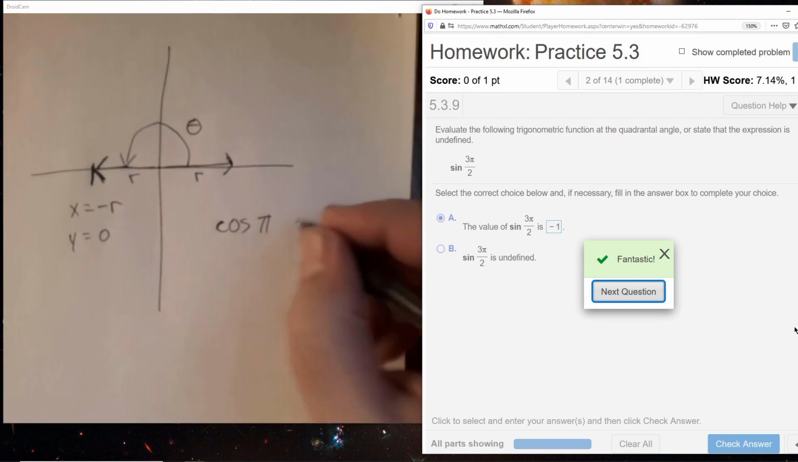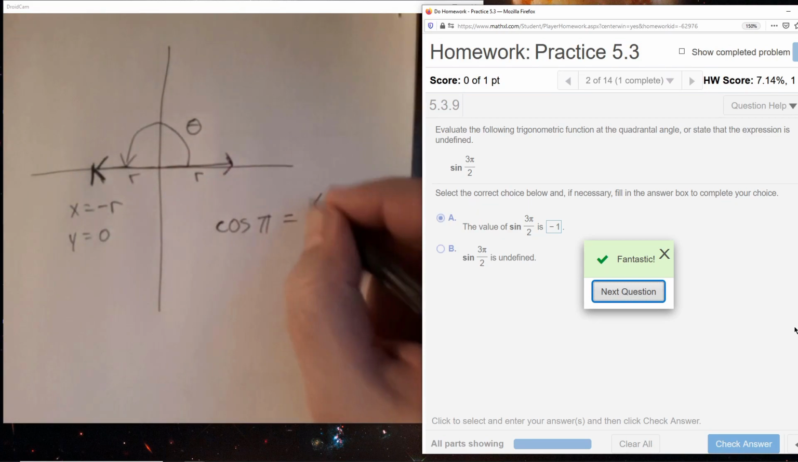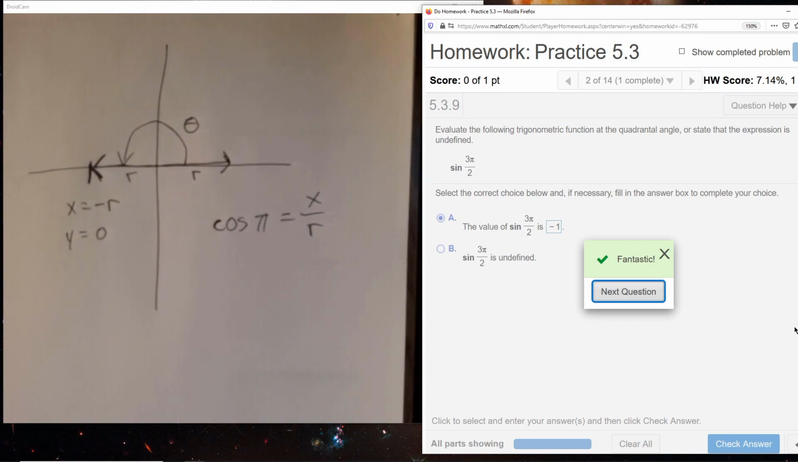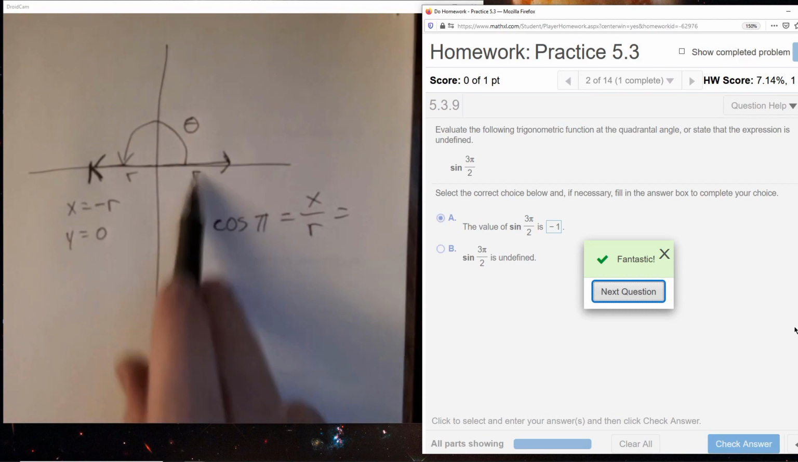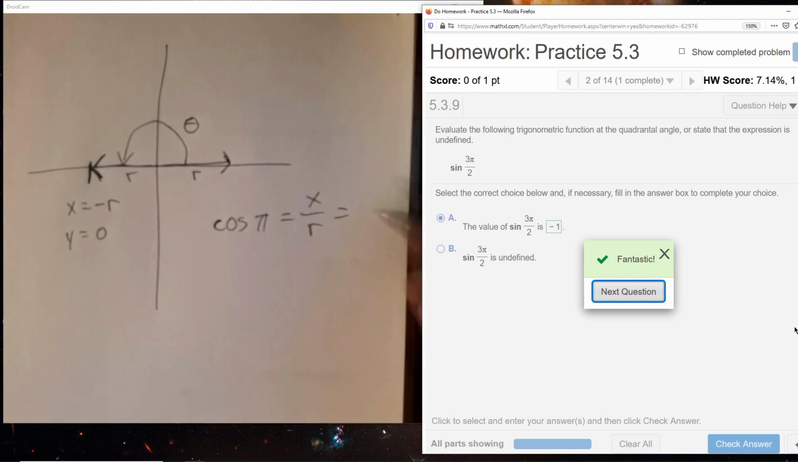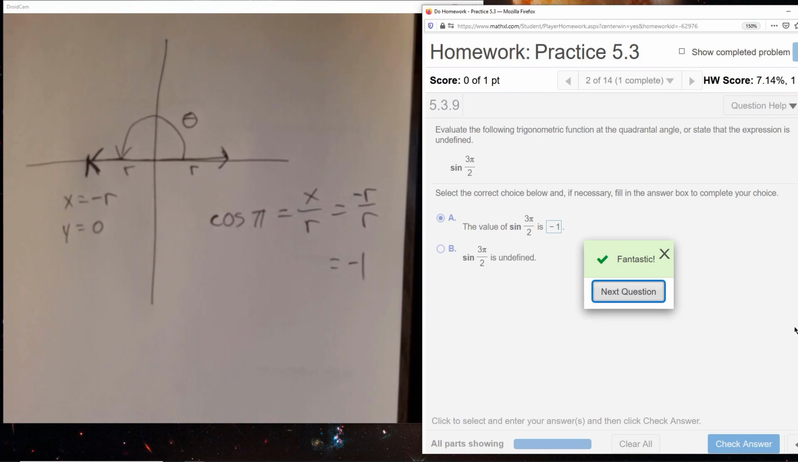Now cosine, we know, is x over r. And by looking at this rotation of this arrow, x is minus r. And so cosine of pi is minus 1.